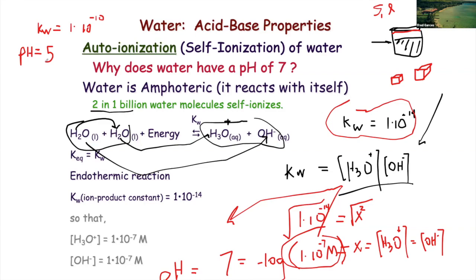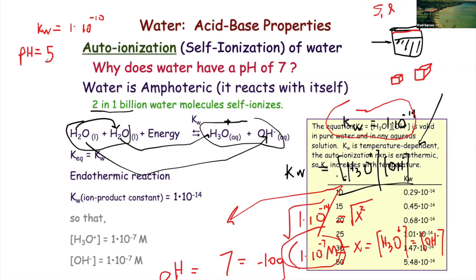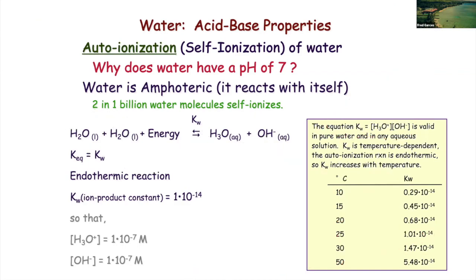And it's 1 times 10 to the minus 14 because only 2 in 1 billion water molecules autoionizes. Okay, so let me clear this up real quick, because the Kw is not always 1 times 10 to the minus 14. Depending on the temperature, it can go up or it can go down.